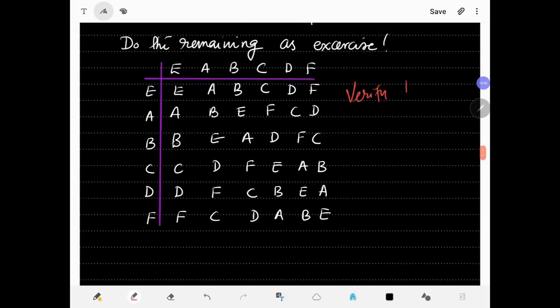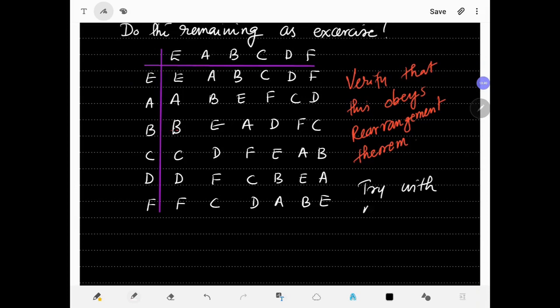Now please verify that whatever I have written here for the group multiplication table obeys the rearrangement theorem, in which I have not duplicated any element along the row or along the column, and you have to make sure that every element is present. I have prepared a Microsoft spreadsheet, a kind of game that can be used to fill all the elements without any mistakes. It's a kind of game, you can do it. I will demonstrate that game in a short while.